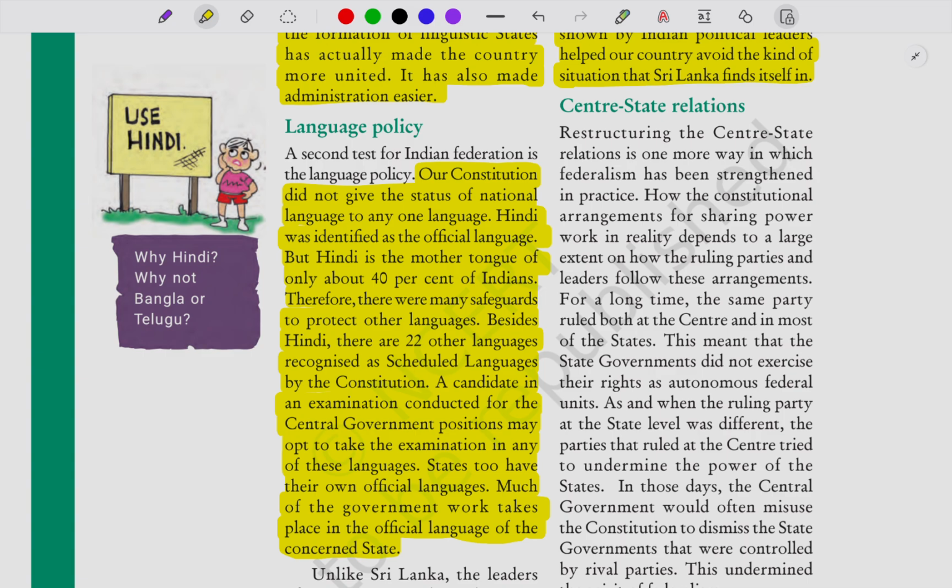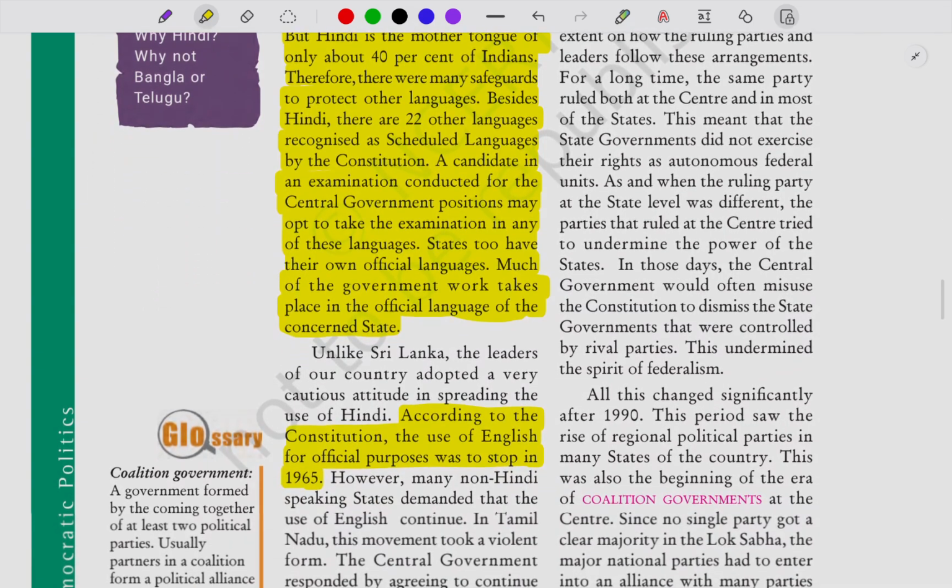As and when the ruling party at the state level was different, the parties that ruled at the center tried to undermine the power of the states. In those days, the central government would often misuse the constitution to dismiss the state governments as they were controlled by rival parties. This undermined the spirit of federalism.